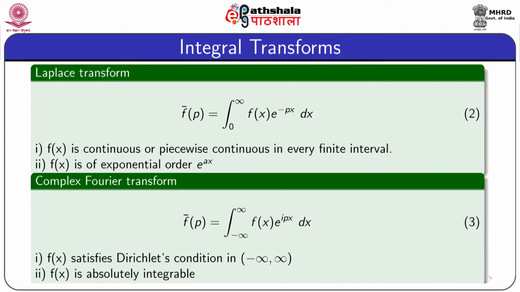First, I am defining the Laplace transform. The Laplace transform of the function f(x) is defined as f bar p equals integration 0 to infinity f(x) e to the power minus px dx. So, in the Laplace transformation, the value of a is 0 and the value of b is infinity, and the kernel is e to the power minus px.